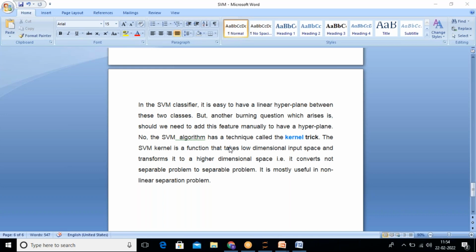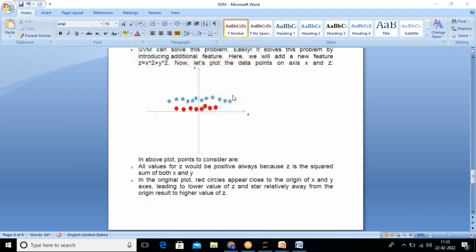Getting the point? Yes, sir. Okay, non-linear separation problems, no problem. So this is a very good thing. Now you might be wondering, sir, what is this kernel trick and why is it important? See, if you look at this particular image, previously it was non-linear, meaning it was non-separable, and now it has become separable.